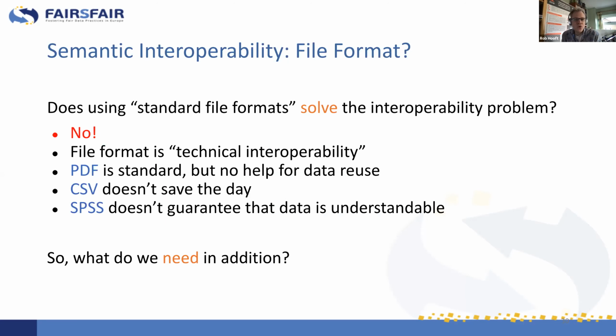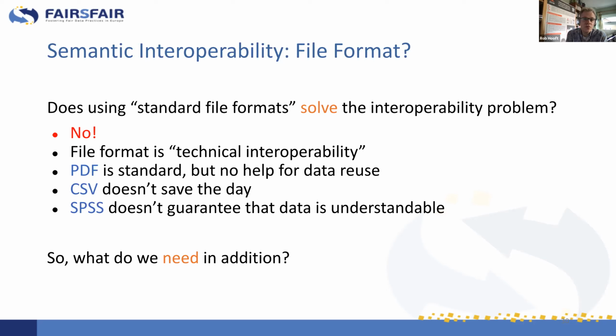So the first thing that I see very often in data management plan templates about interoperability is that there is a question about what the file format is. And I think that the file formats are part of the technical interoperability. So the semantic interoperability is not solved by the file format. In addition, many file formats that are technically interoperable are actually making semantic interoperability very hard. So let's take PDF. PDF is actually an output format and is very hard to reuse. So it's very, very bad for FAIR.